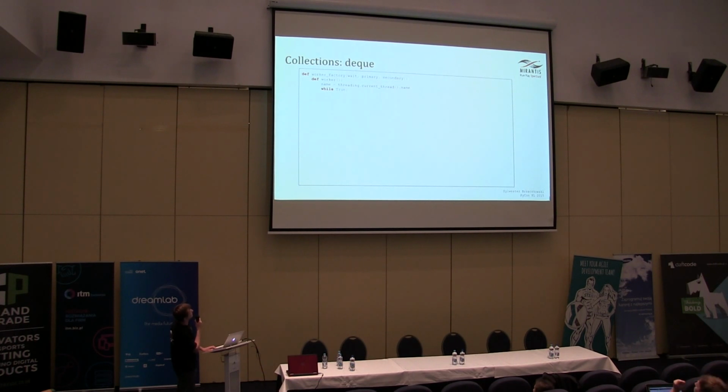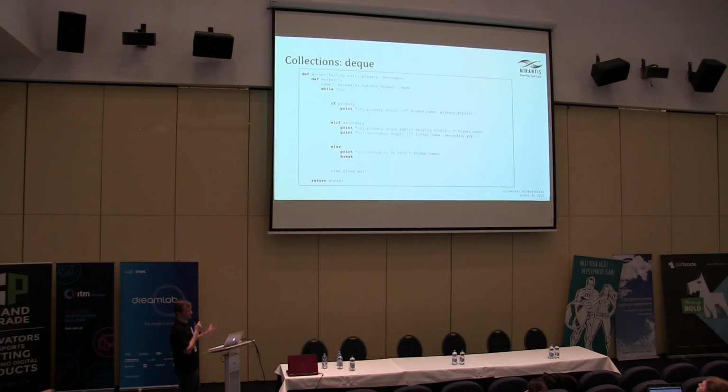We have some worker factory, which gets a primary deque and a secondary deque, and if the primary deque is not empty, we popleft, so we take the first element from it and try to process it. And if the primary is empty and the secondary is not empty, we take the last element from this secondary queue and try to process it. And if nothing happens, then we just break the loop. So that is the end of execution of a worker.